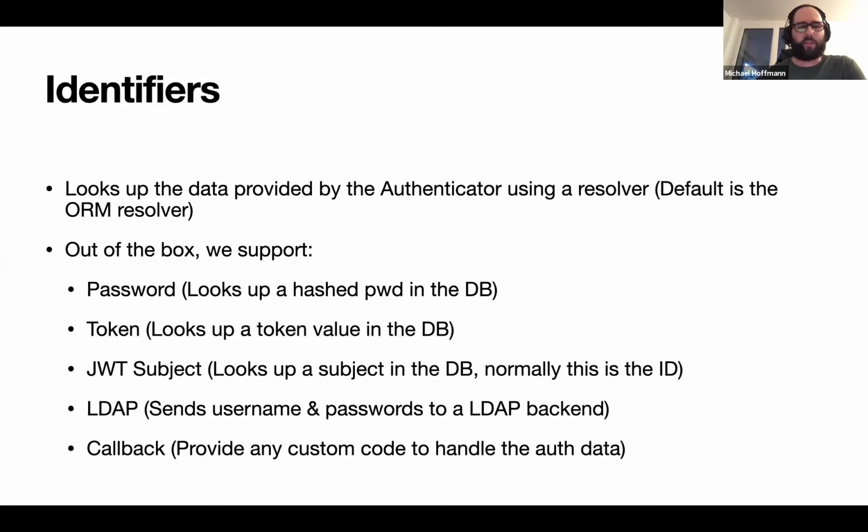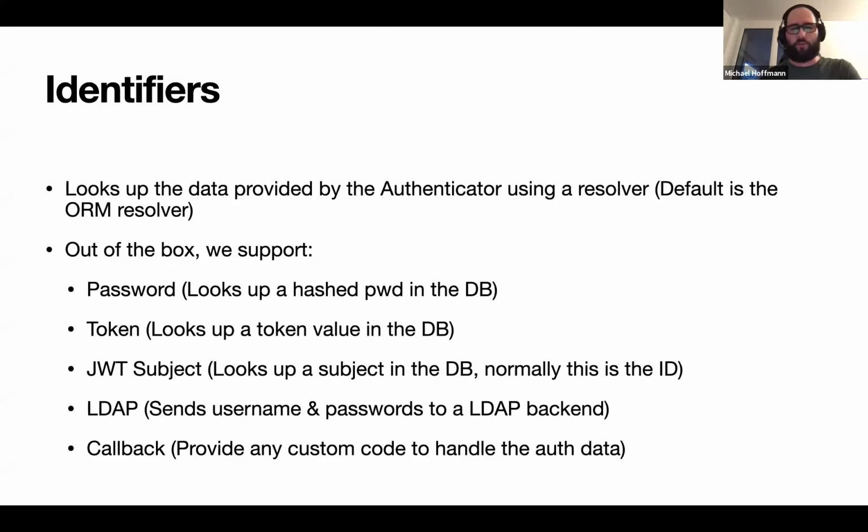And also there we have some built in. One is the password one, so it will look up a hashed password in the database and return the user entity. The tokens, JWT subjects. So if you are working with a JWT token, you can look up the subject. It's normally called sub. And for example, in the JWT, you could have stored the user ID, and that would then look it up in the database.